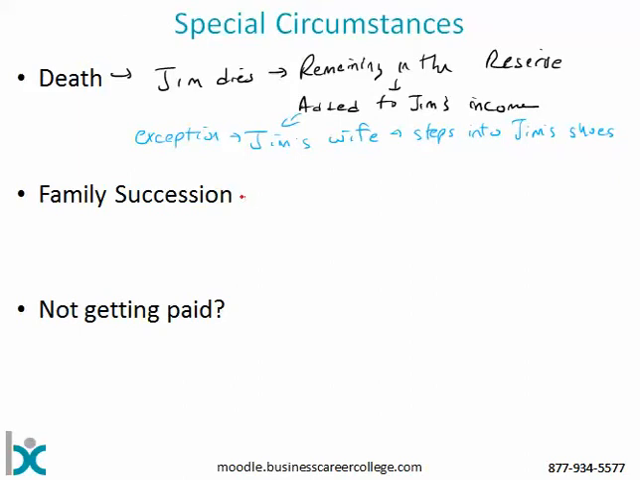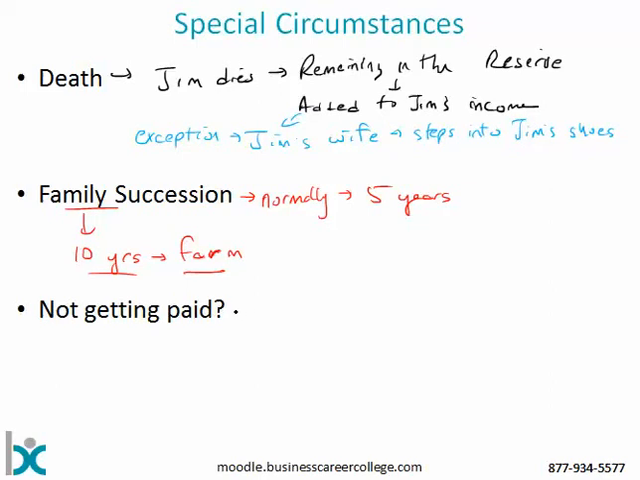Another special circumstance is with a family succession. So normally we have 5 years, but in this case, when you're selling to family, you can use 10 years. That's actually something that's pretty common in farm succession. In a lot of farm succession, the kids will buy the farm, and they will pay mom and dad out of the revenues generated by the farm over the next 10 years.